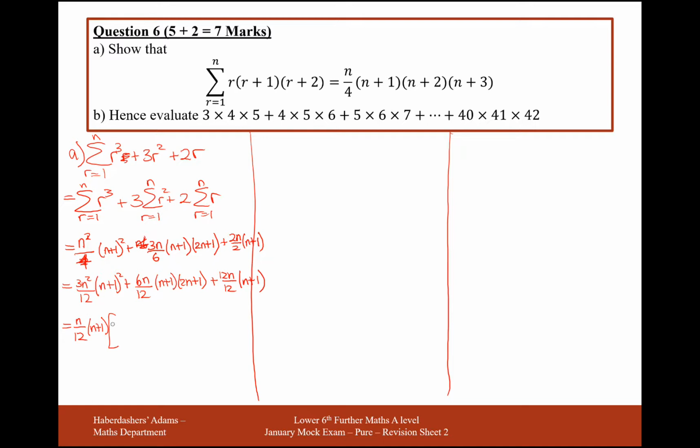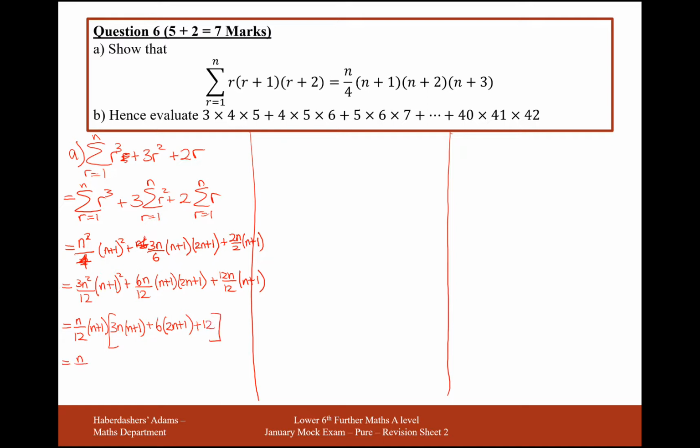Now what I've got left over is 3. We need another n inside this bracket to make the n squared, and we need another n plus 1 inside this bracket to make the (n plus 1) squared. Then we're going to add 6 lots of, well, we've already got the n, we've already got the divide by 12, we've already got the n plus 1, so it's just 6 times (2n plus 1). And the last one here, we've already got the n at the front, we've already got the 12 at the front, already got the n plus 1 at the front, so it's just going to be plus 12.